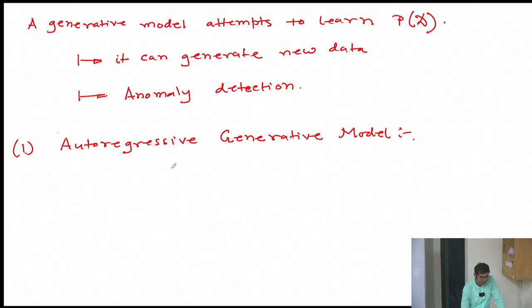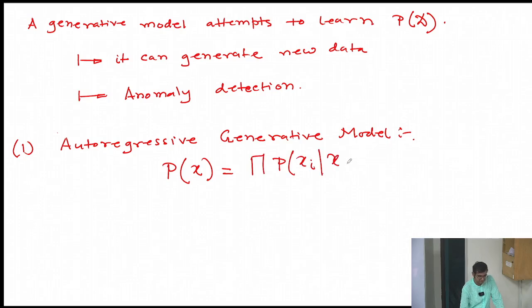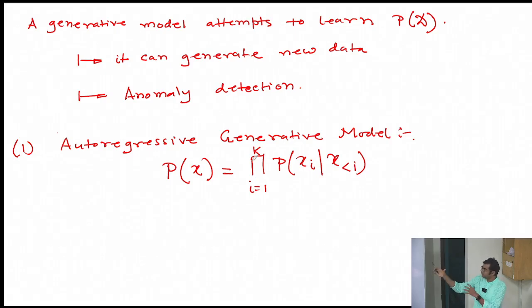So what we do here is, if I have to find out P of x, let's say I will do product of conditionals P of xi given x less than i, for i equal to 1 to k, where k is my number of pixels, number of timestamps, number of points in a single data, right? So if somewhere we are using this, we can call it an autoregressive generative model, right?